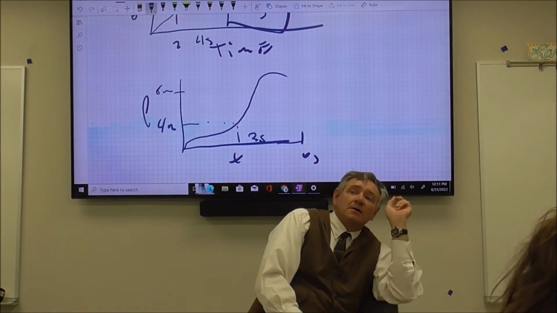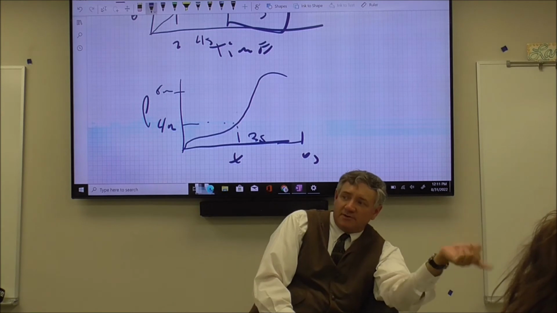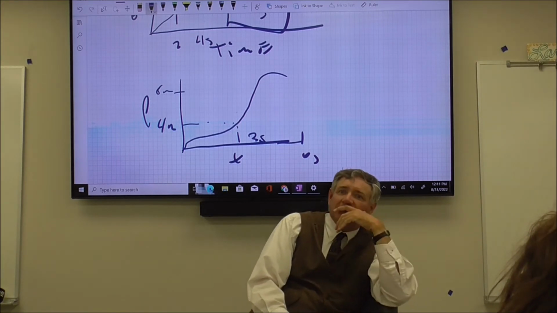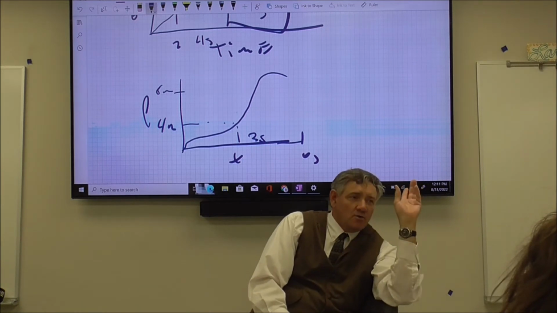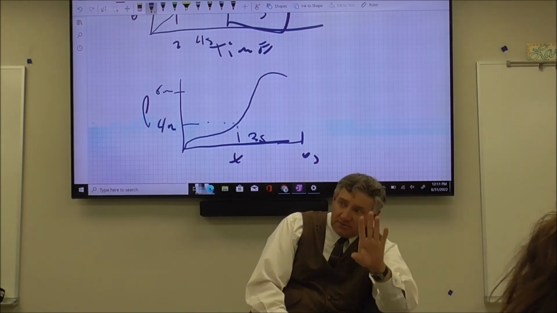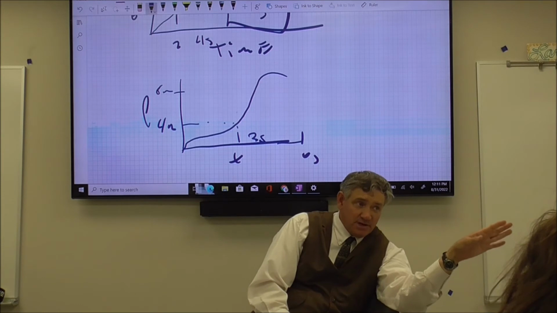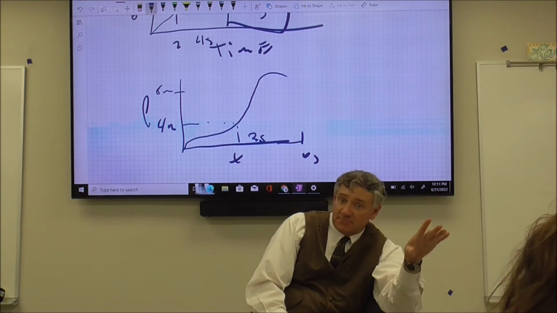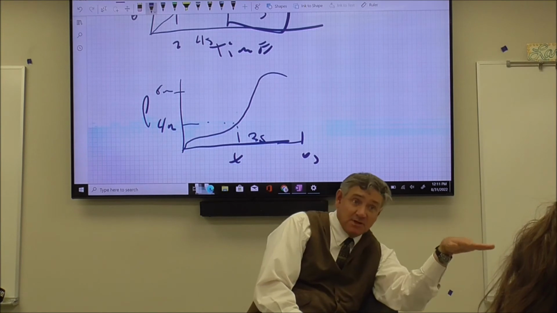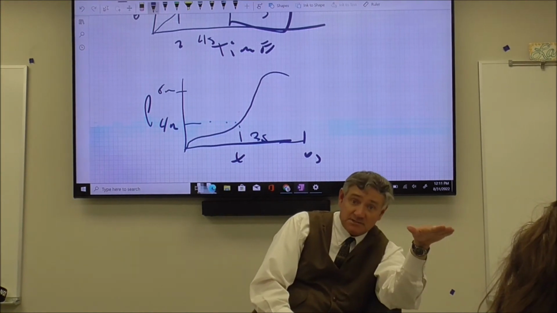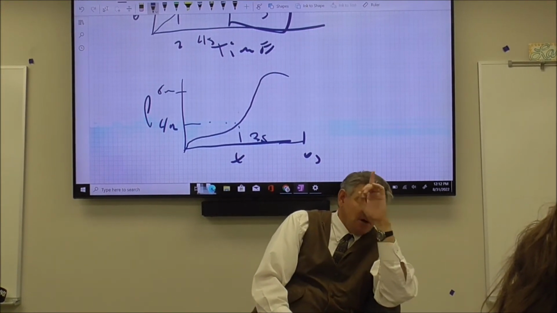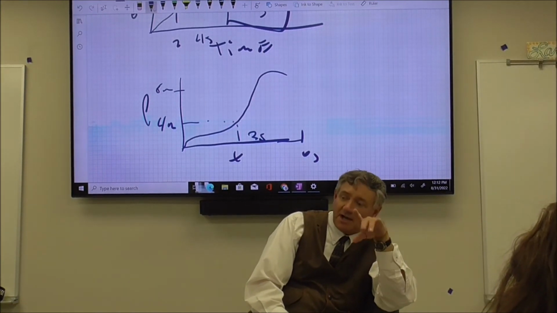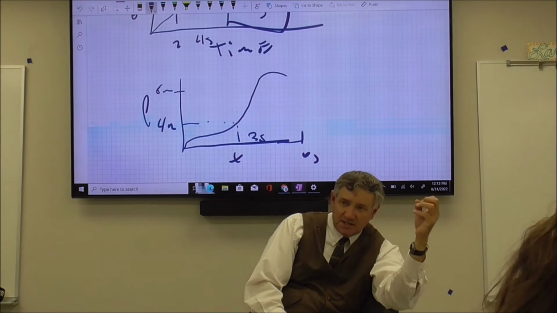Here's the problem. We're trying to find the slope of a curved line. Can't do it. So when you are accelerating, and how do you know you're accelerating if you look at the position time graph? Yeah, it's a curved line. Because if it's a straight sloping line, you are at constant velocity. So you have accelerated motion, and what you're trying to find is instantaneous velocity.